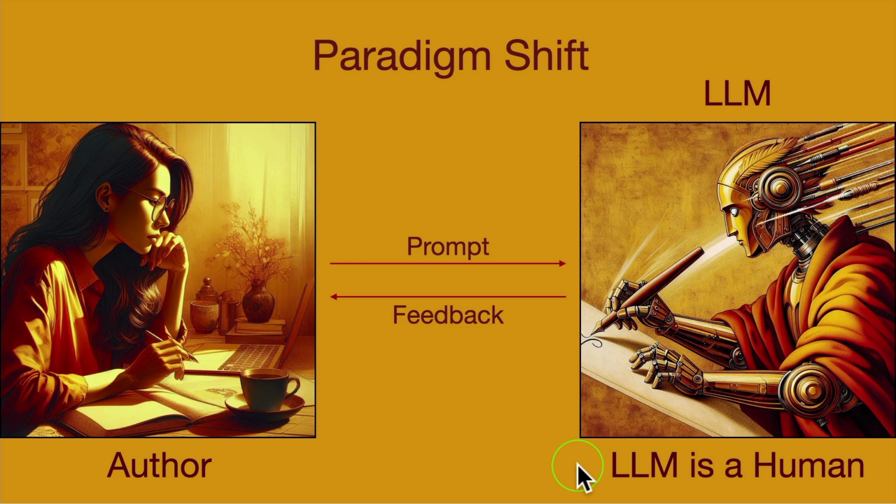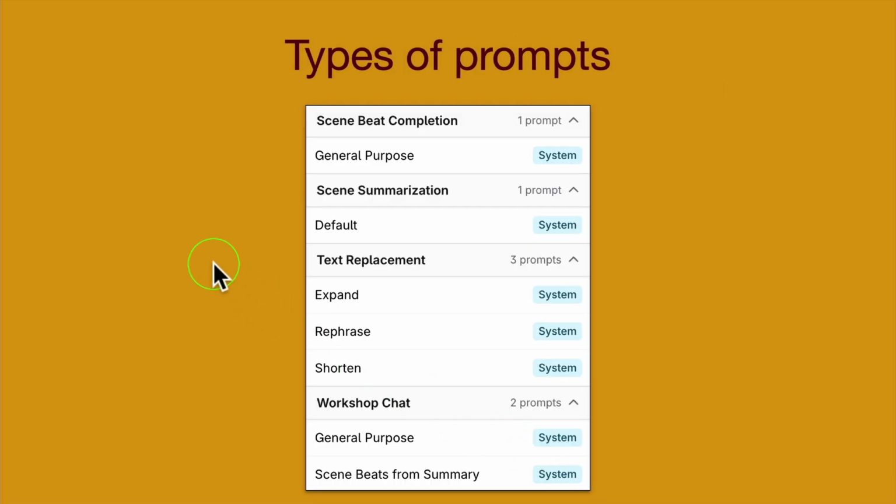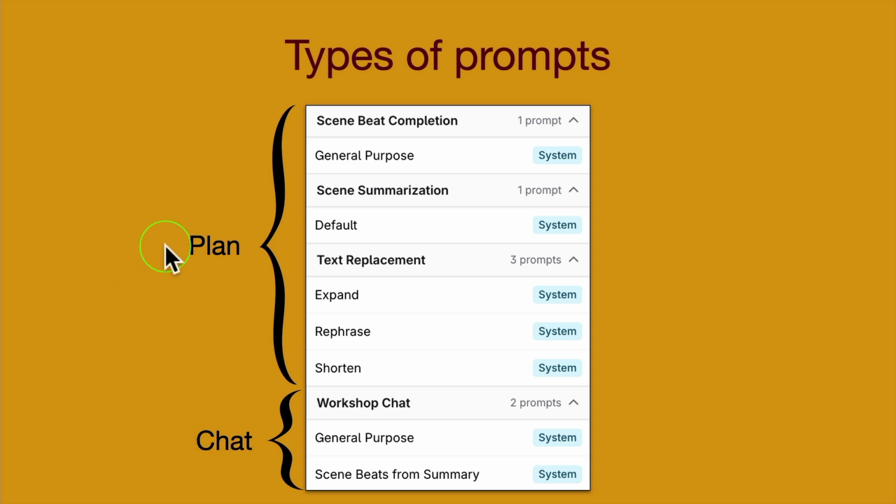Okay, before we go on to the hands-on section, I want to say a few things about prompts. Here are the prompts that we have available in Novelcrafter. How many prompts are there? 1, 2, 5, 7. There are in total 7 different prompts. And we can clone each of these prompts and customize them. Now these prompts appear in 2 different sections. The first 5 prompts have to do with the plan and writing section. But the last 2 prompts have to be used in the chat section.